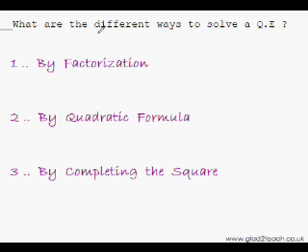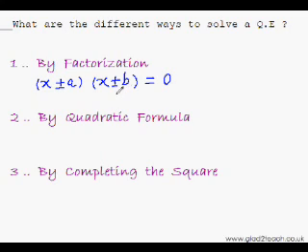So do you know what are the different ways to solve a quadratic equation? See, there can be many ways to solve a quadratic equation, but these are the most popular ones. First way is by factorization. That is, we try to break the quadratic equation as the product of its two factors. See, these are the two factors of a quadratic equation, and once we have the factors, we can easily find the roots as well.